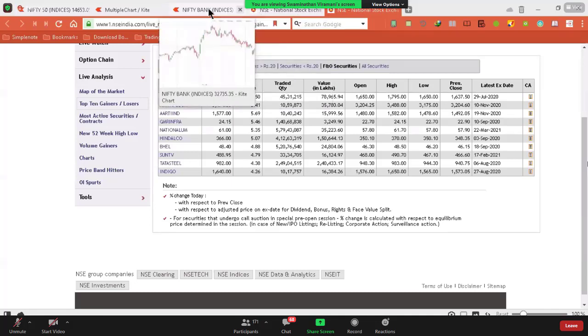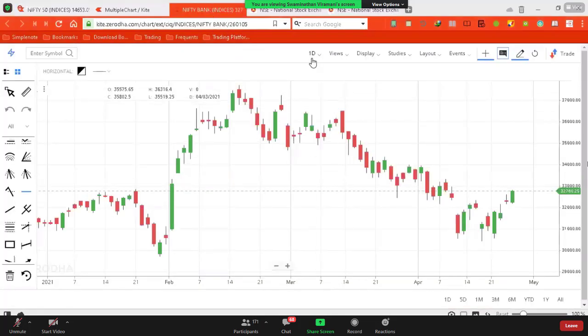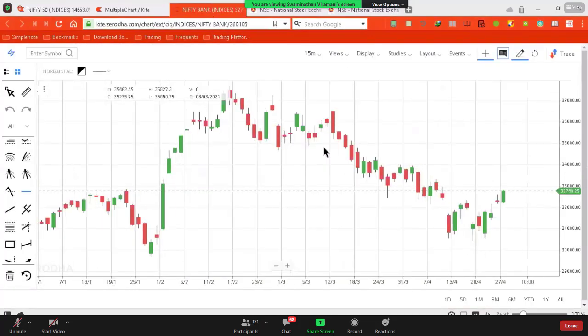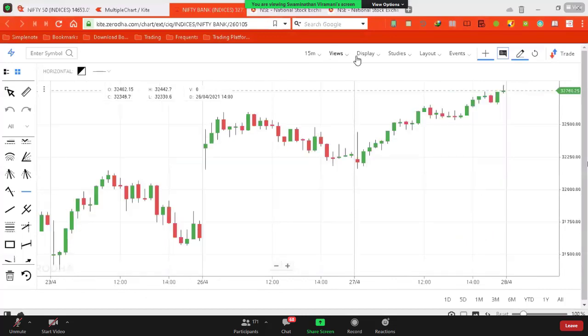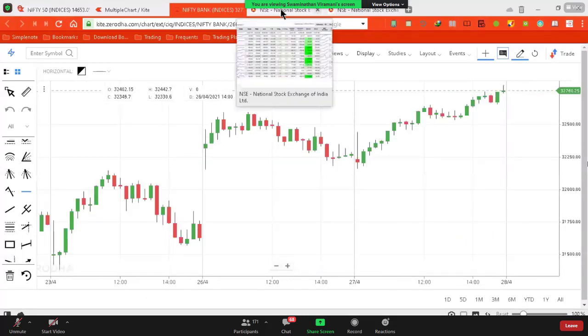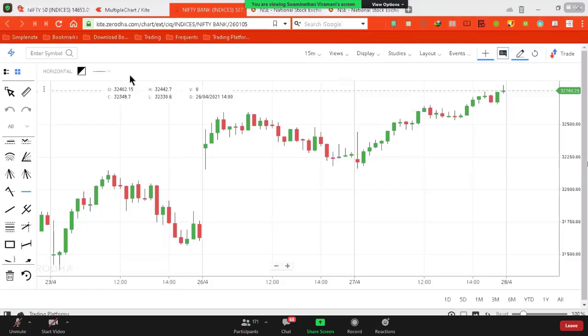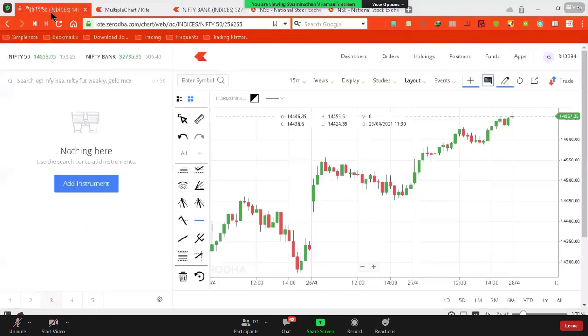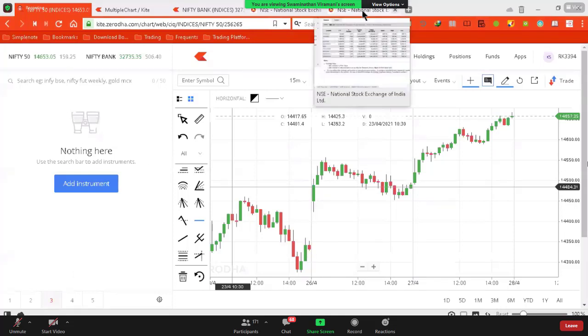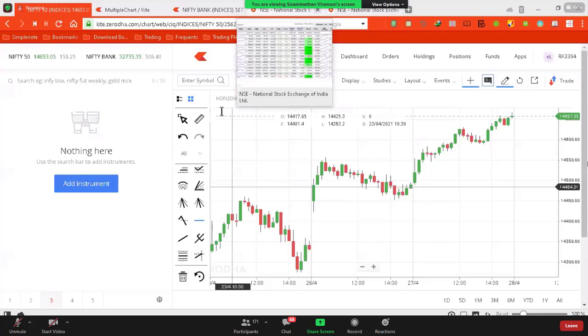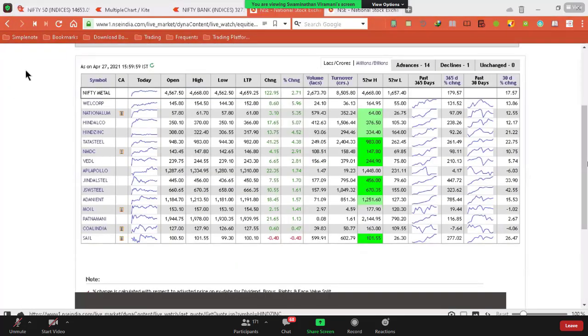You enter on a pullback based on this 15-minute HeikenAshi method. Wait for the pullback. Trade on the break of the high of the red candle. You really can't go wrong. Now, if you're a stock option trader, this is a fantastic method to identify good stocks which you can trade.